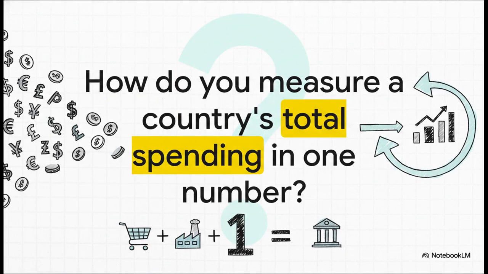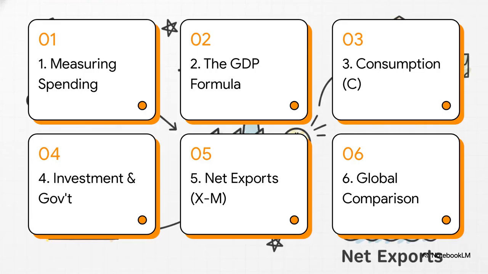So think about it. How do you possibly take the trillions of individual transactions that happen every single day in a country and boil all of that down to just one number? Well, the answer lies in a really powerful formula that neatly sorts all that spending into just a few key categories. So here's our roadmap for today.